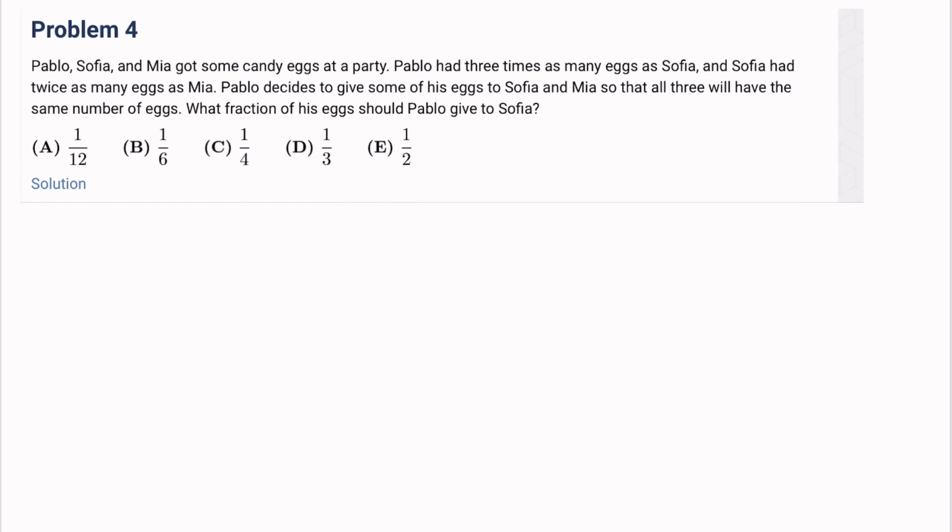Number 4, Pablo, Sophia, and Mia got some candy eggs at a party. Pablo had 3 times as many eggs as Sophia, and Sophia had twice as many eggs as Mia. Pablo decides to give some of his eggs to Sophia and Mia so that all 3 will have the same number of eggs. What fraction of his eggs should Pablo give to Sophia?